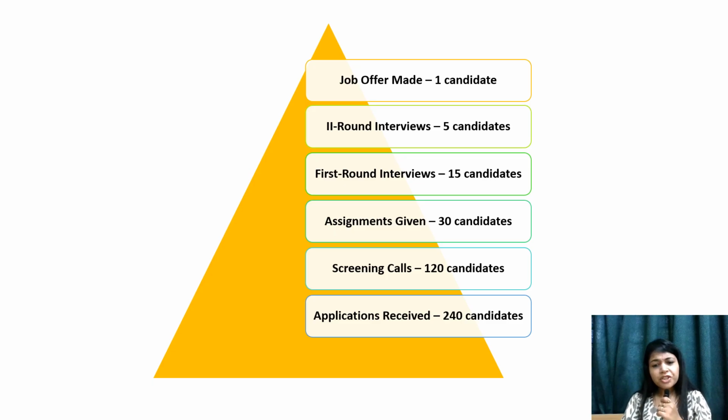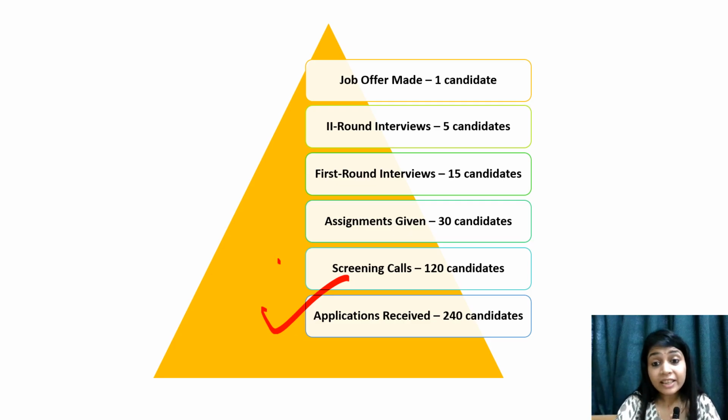The data shows a sharp narrowing at each stage of the recruitment process when we talk about this yield pyramid. It highlights the filtering-like effect of each step. So let's begin with the applications received. 240 applications were received. This is your widest pool. It shows the total interest in the job. For example, 10 vacancies are there, and 1000 people are applying for the post.